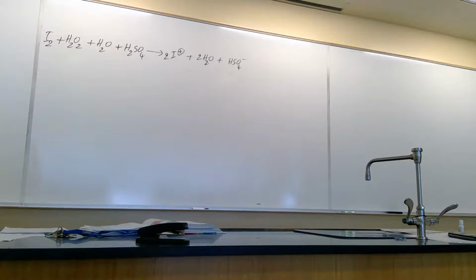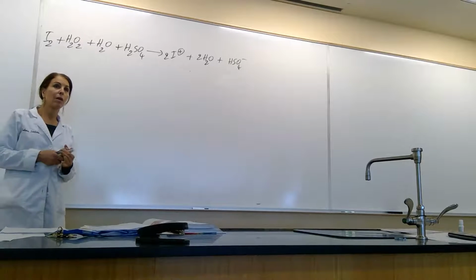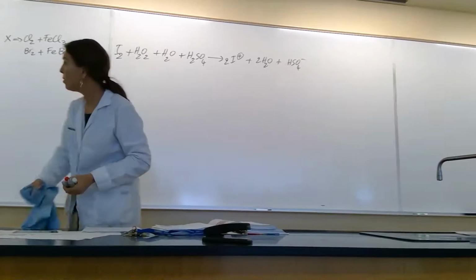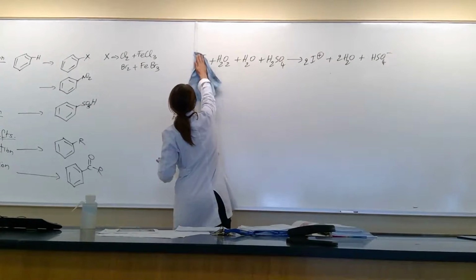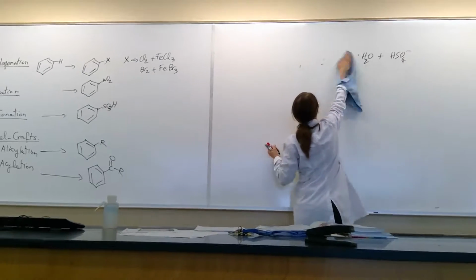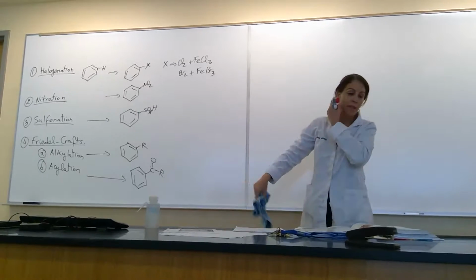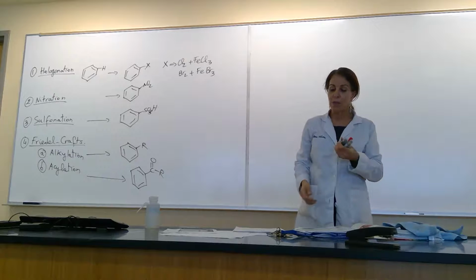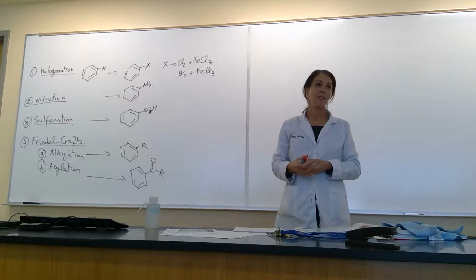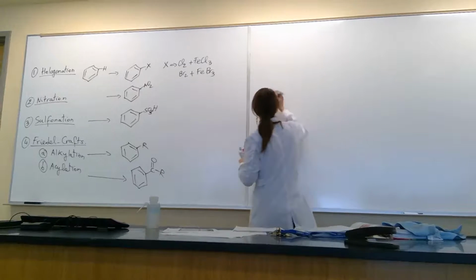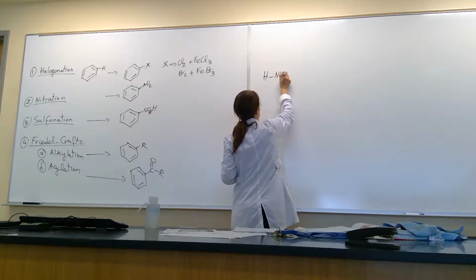So that covers halogenation. Okay, now we're going to go to nitration. As you can see, in nitration we use nitric acid. So what is nitric acid? What type of compound is this?